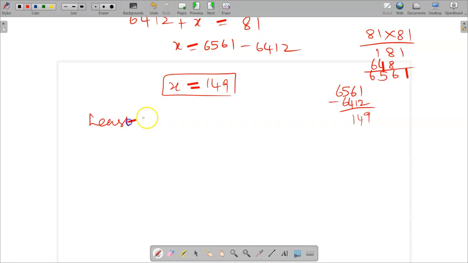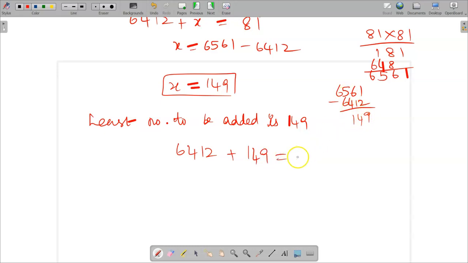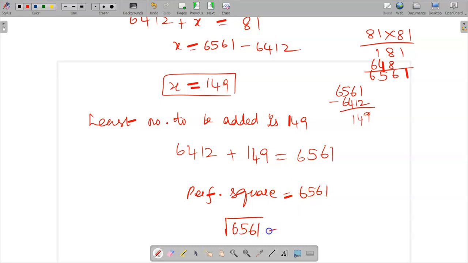So the least number to be added is 149. Okay. So with what we are adding? With the question is 6412. 6412 plus 149. Anyway, when you add, what will you get? 6561. So perfect square is what? 6561. So root of 6561 is nothing but, already we have determined, 81 into 81 is 6561. So it is 81. Okay.